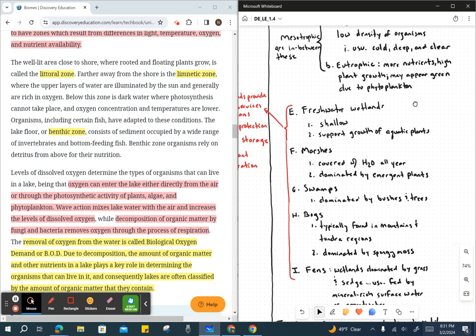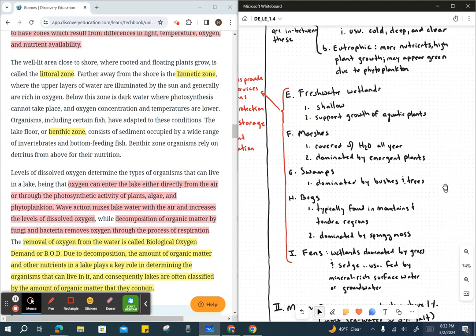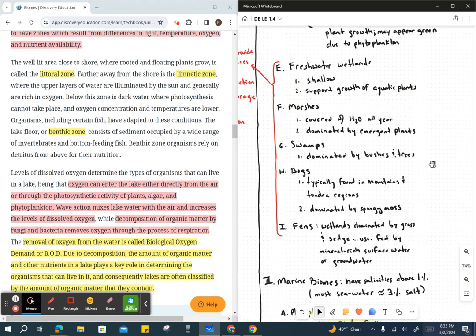You also have what are called marshes. These tend to be covered with water all year round, and they're dominated by emergent plants. You tend to see reeds and grasslands growing out of those. And then you also have swamps. Swamps tend to be dominated more by bushes and trees. Think Florida, right? Where you have alligators and bigger bushes and bigger trees there.